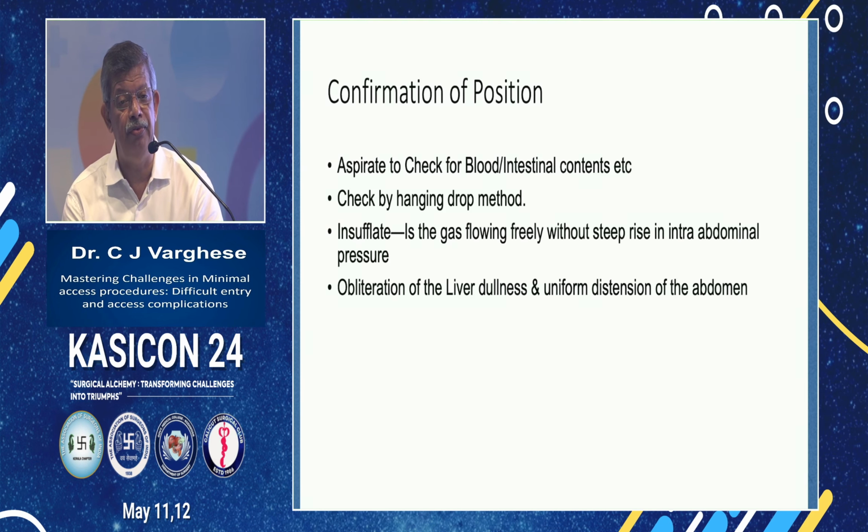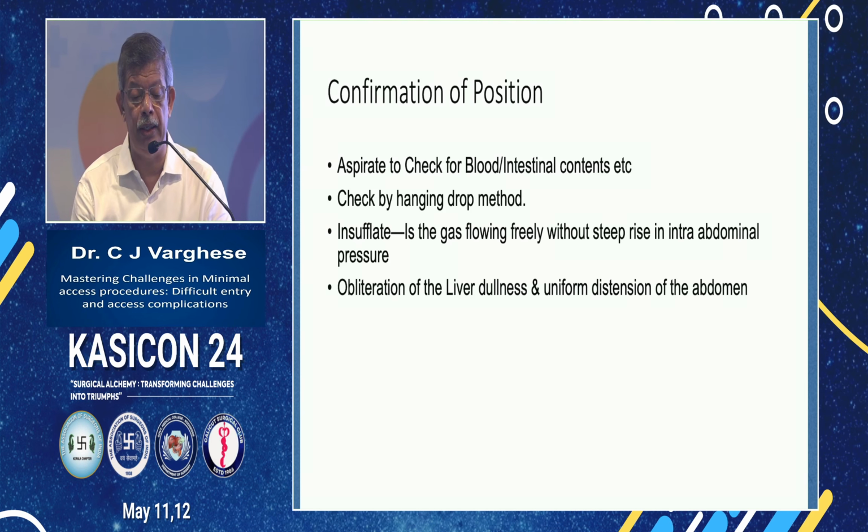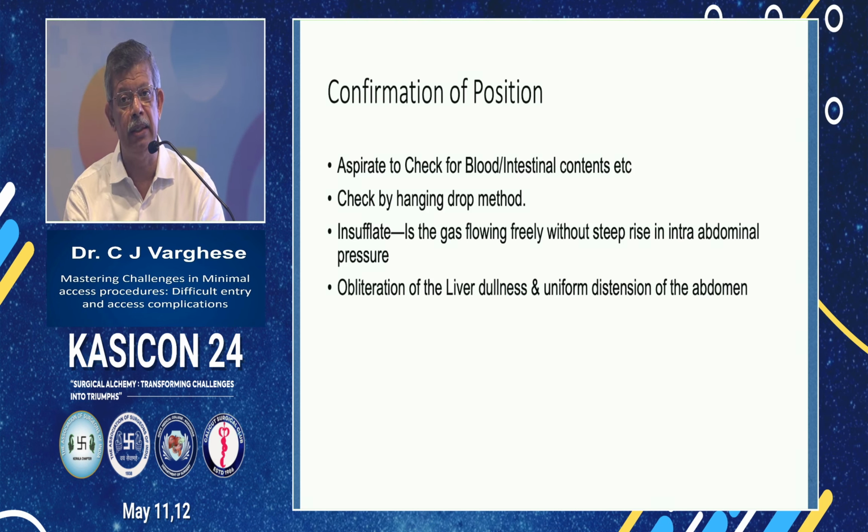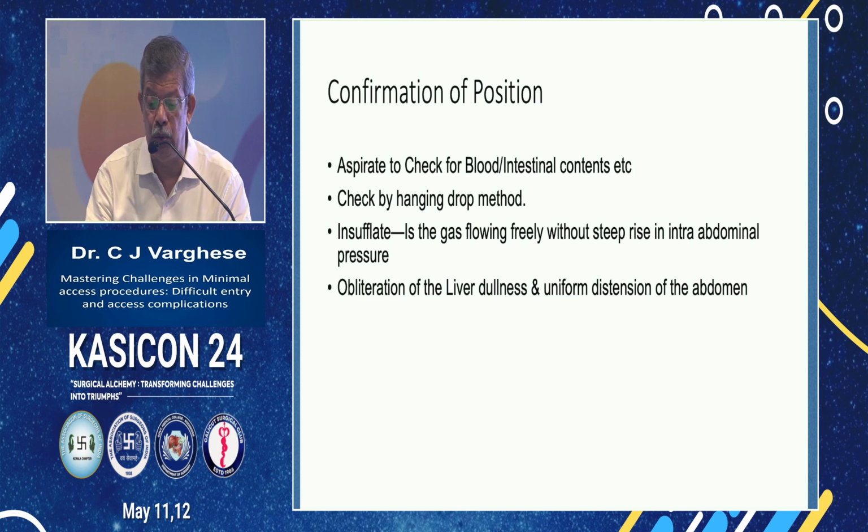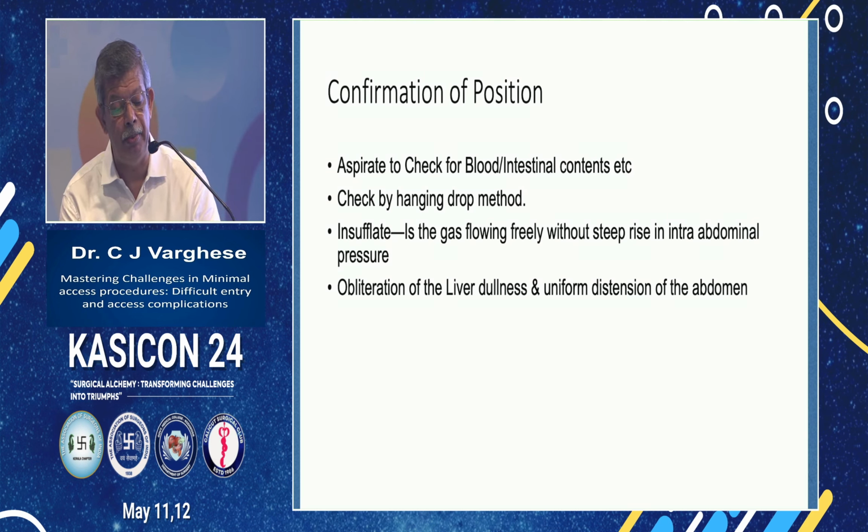But there are different ways to check and make sure whether the Veress needle is inside or not. First, aspirate with a syringe and make sure no blood or intestinal content is coming. Then the hanging drop method: saline is put on the hub of the Veress needle and the abdomen is lifted up. Because of the negative pressure, the saline is sucked inside. That is also one way of making sure that you are inside the abdomen.